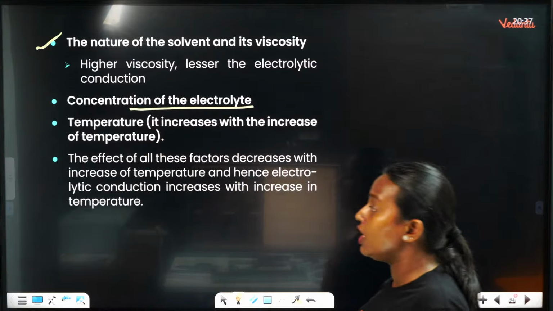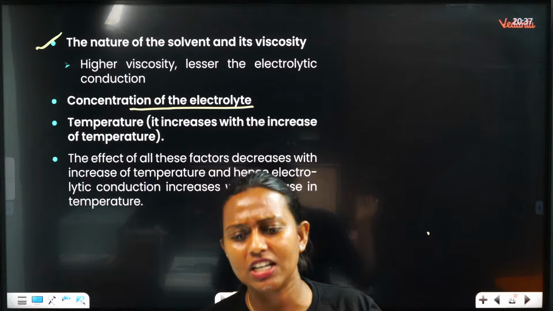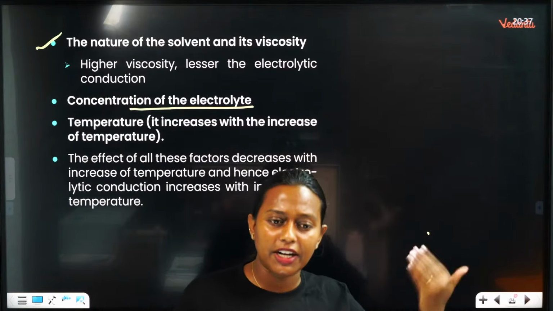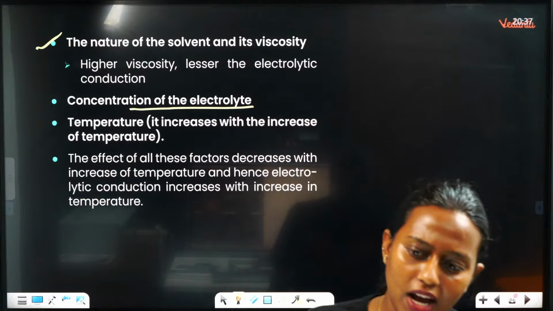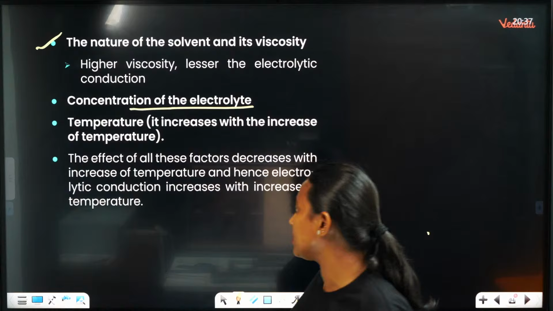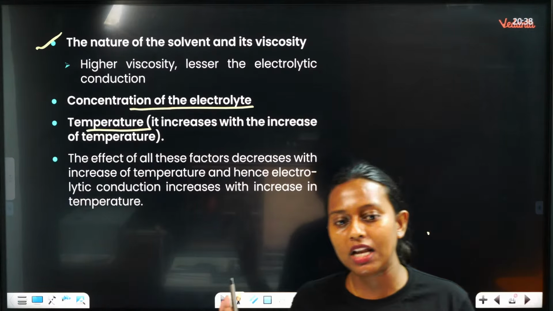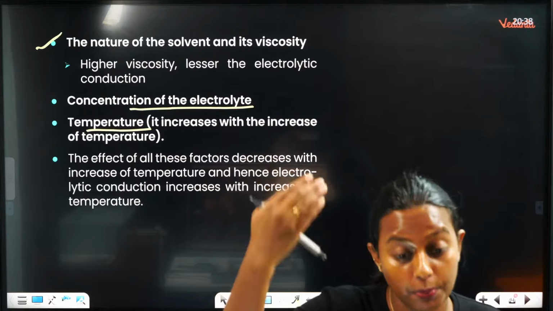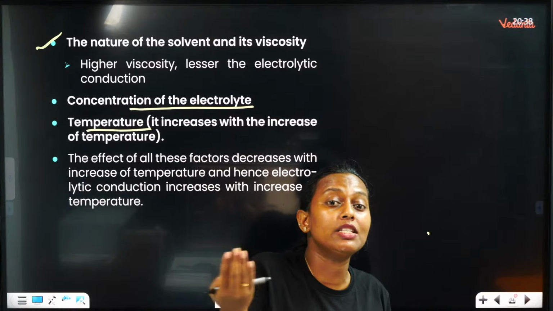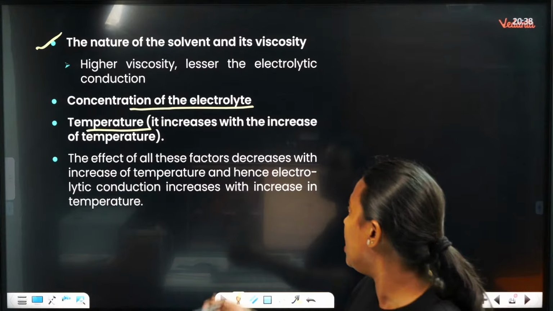Next, concentration of the electrolyte. When the concentration increases, the electrolyte's conductivity will also increase. Higher concentration means conductivity is more, lower concentration means conductivity is less. Next is temperature. We already discussed this point: if temperature increases, conductivity will also increase.